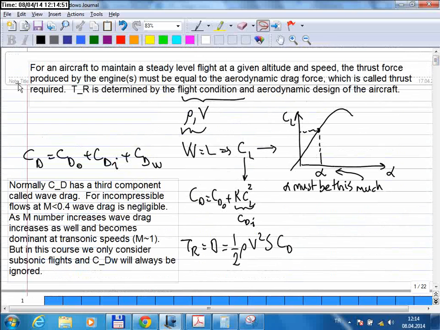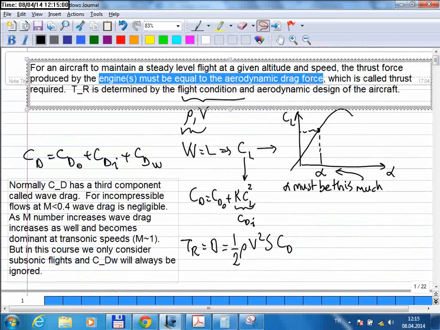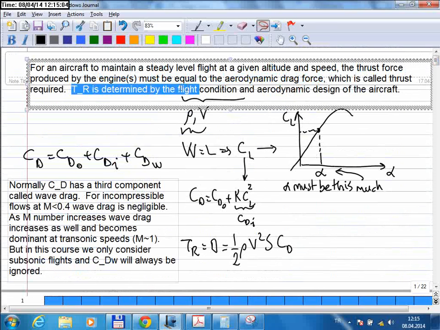Okay, so maybe I can just start from here. For an aircraft to maintain a steady level flight at a given altitude and speed, the thrust force produced by the engines must be equal to the aerodynamic drag force, which is called thrust required. Thrust required is determined by the flight condition and aerodynamic design of the aircraft.